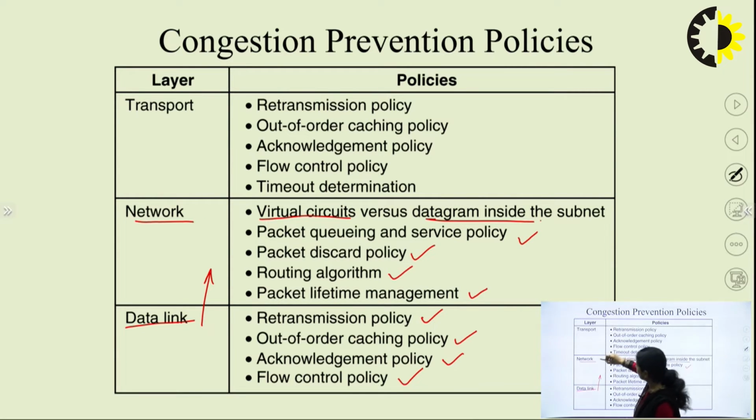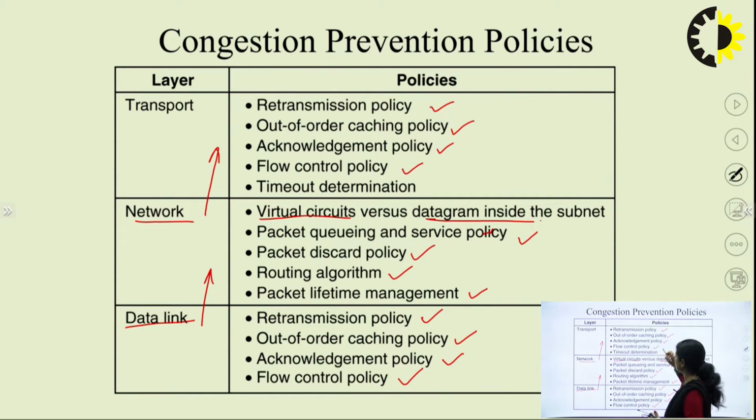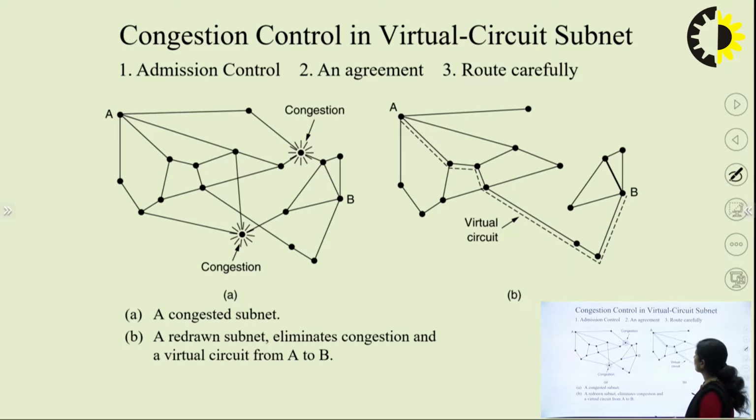Now from the network layer we move towards the transport layer. In the case of the transport layer, there is a retransmission policy, out of order caching policy, acknowledgement policy, flow control policy and timeout determination. These are a few of the congestion prevention policies that could be implemented at different layers, like the data link layer, network layer and the transport layer.